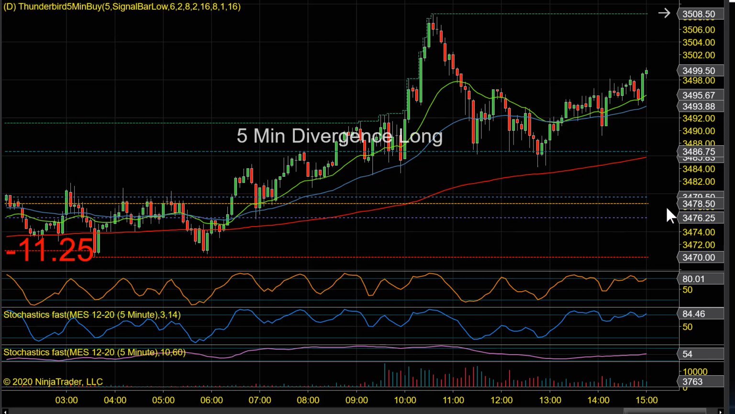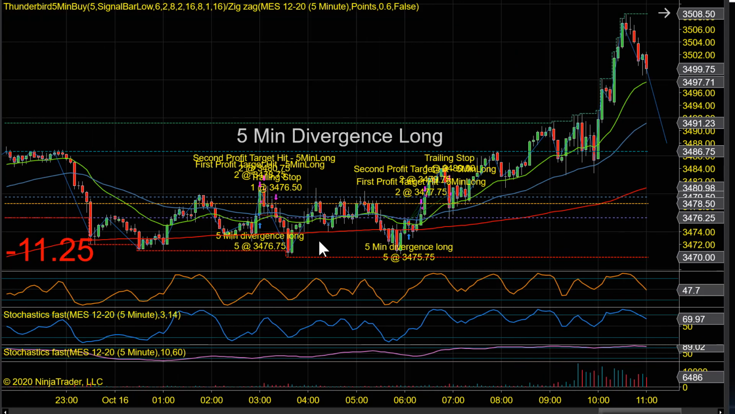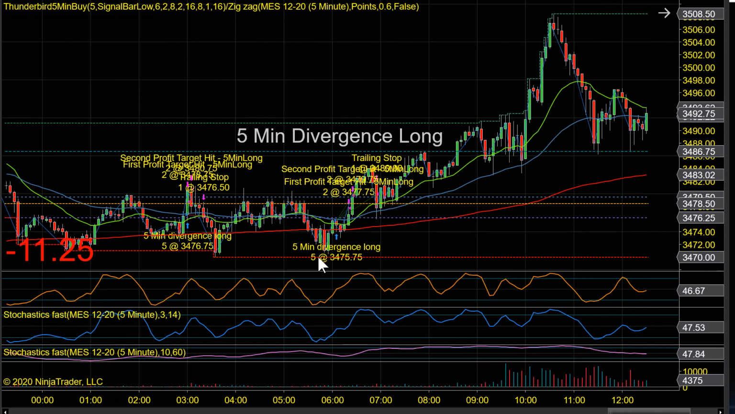And as you can see, when I do activate it, it will go back and backfill all the divergences that were set up on the chart recently. And again, you can see the entries, trailing stops moving up, first targets, second profits usually being hit, and it works great.